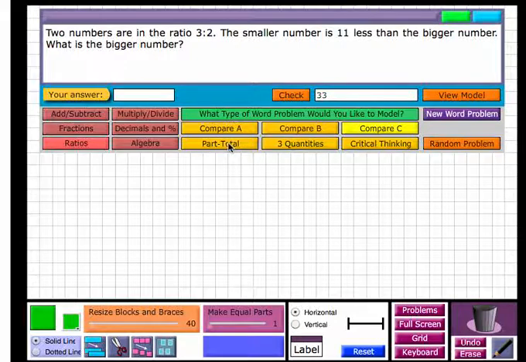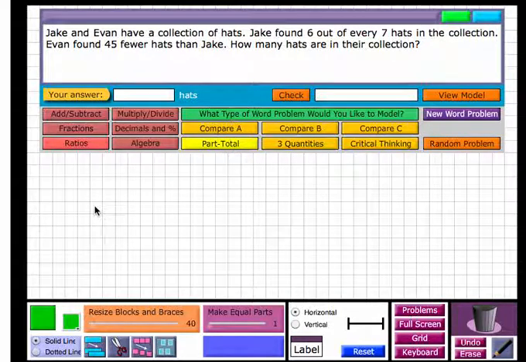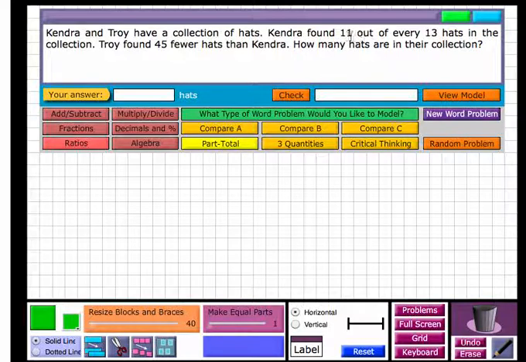And just to give you a quick idea of a part total problem, Jake and Evan have a collection of hats. Jake found 6 out of every 7 hats in the collection. Evan found 45 fewer hats than Jake. How many hats are in the collection? So you would need to look at the ratios. I'm going to let you kind of play around with those types of problems. The key is to know that it's talking in terms of fractions for these.